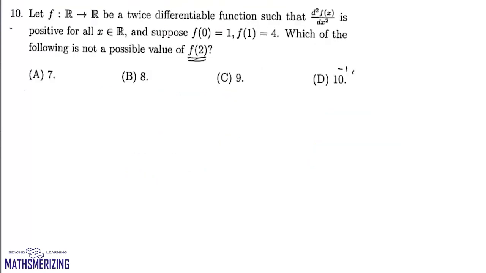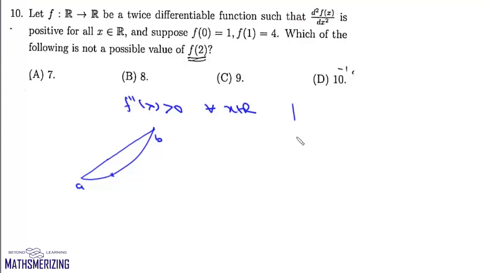Now question number 10 is, let f from R to R be a twice differentiable function such that f double dash x is greater than 0 for all x belongs to R. Now when f double dash x is greater than 0, it simply means that this function is a concave up function. So for any points A and B, the graph of this function will lie below the line segment joining A and B. Now for this function, we are given that f(0) is 1.